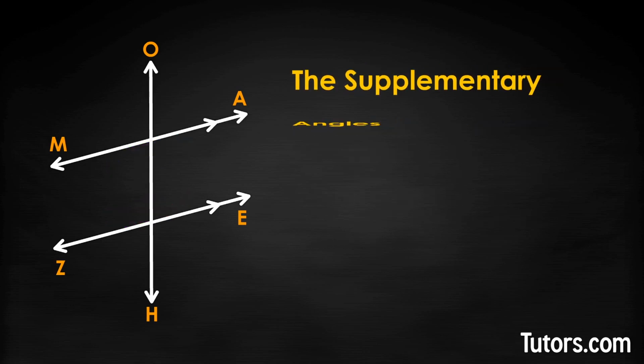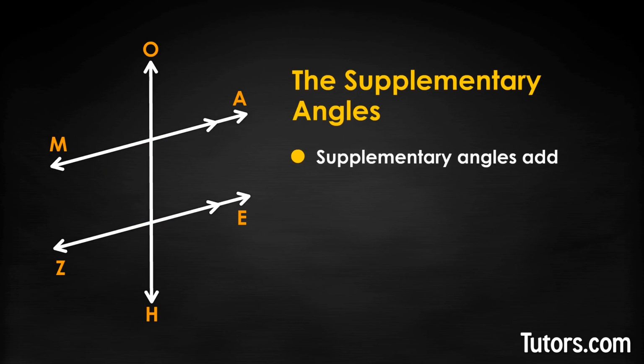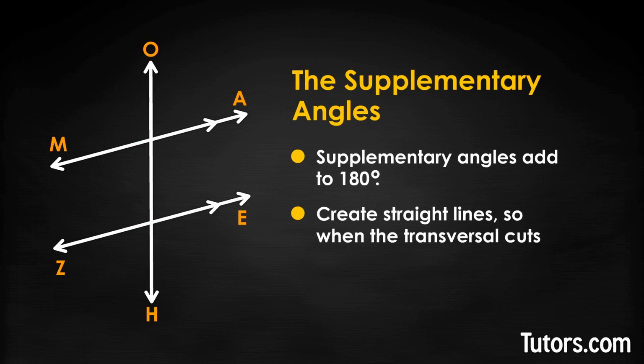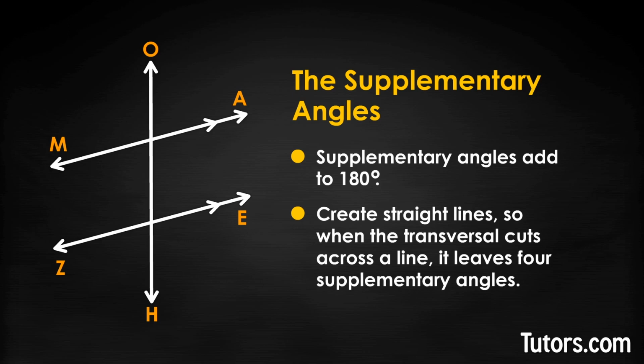What about supplementary angles? Supplementary angles add to 180 degrees. Supplementary angles create straight lines, so when the transversal cuts across a line, it leaves 4 supplementary angles. When a transversal cuts across lines suspected of being parallel, you might think it only creates 8 supplementary angles because you doubled the number of lines. Not true. It creates 12.